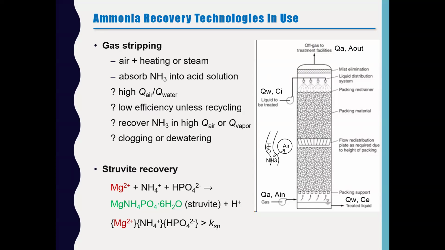Another technology is struvite recovery, which removes both ammonia and phosphate, but stoichiometrically it mainly removes phosphorus, usually removing less than 20% of the ammonia from wastewater. So basically, it's not a technology for ammonia removal. So far, this is mainly about gas stripping.